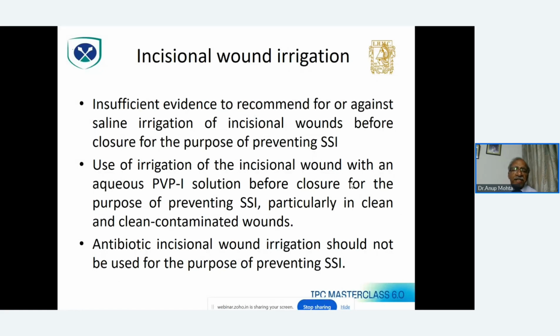Antibiotic incisional irrigation should not be used. So if at all we have to use skin wound irrigation, we can use a povidone-based solution, and antibiotics are not recommended.